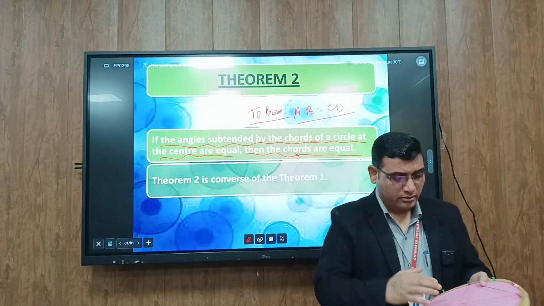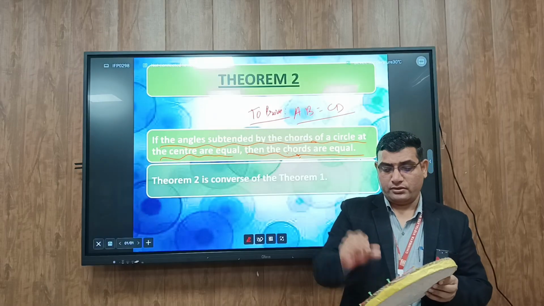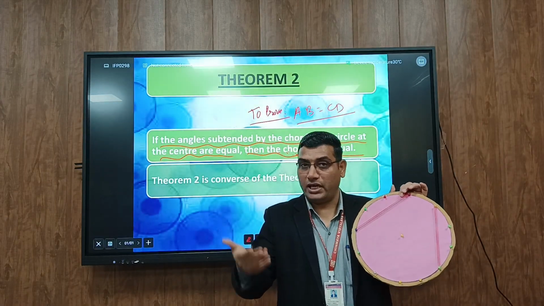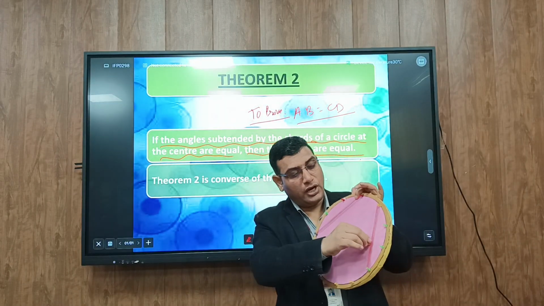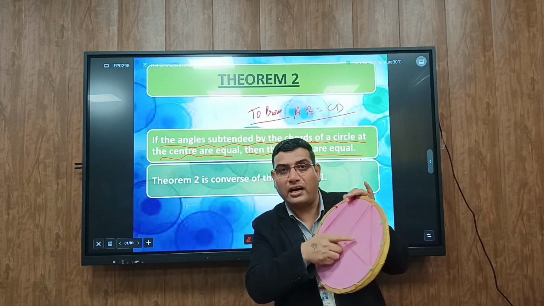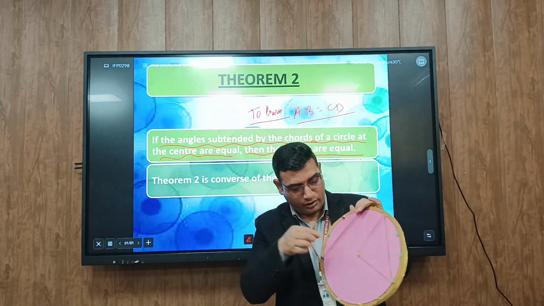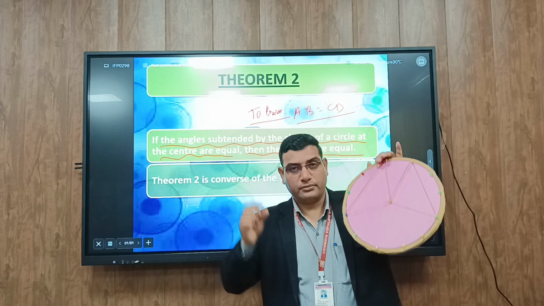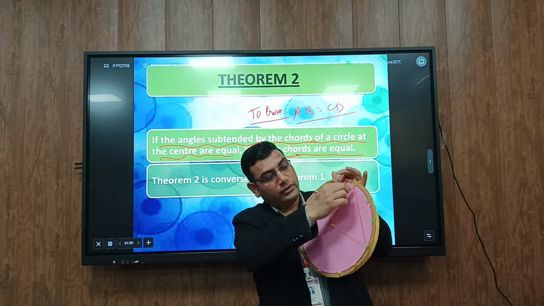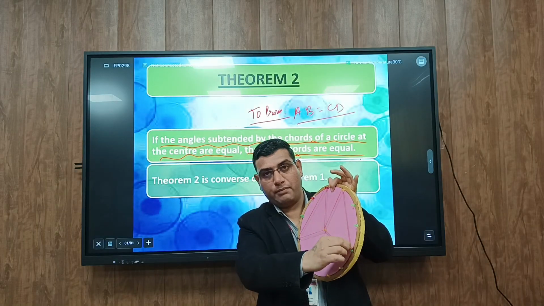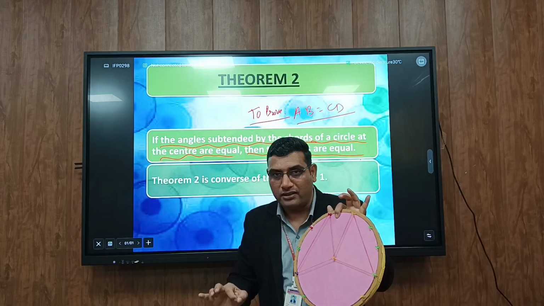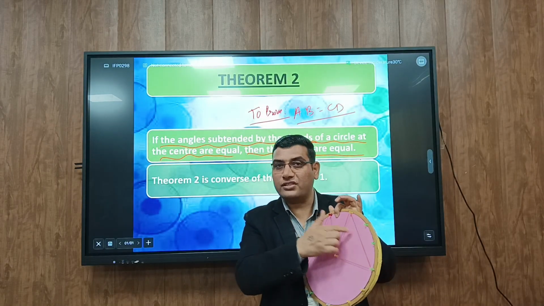See here, they are two chords but are not given to be equal. We have to prove that they are equal. This is the angle subtended by this chord at the center of the circle. AB is a chord, CD is a chord, but these are not equal in length. We have to prove these chords are equal.